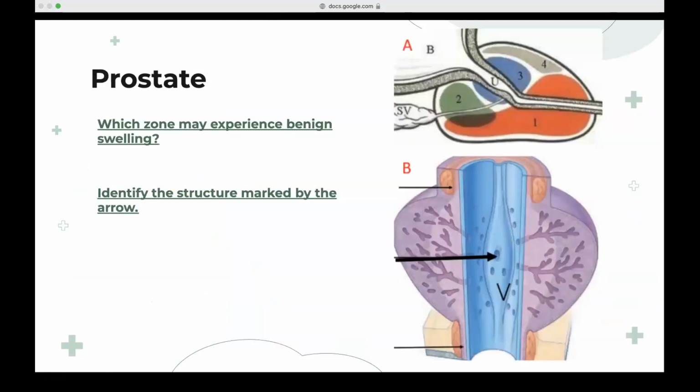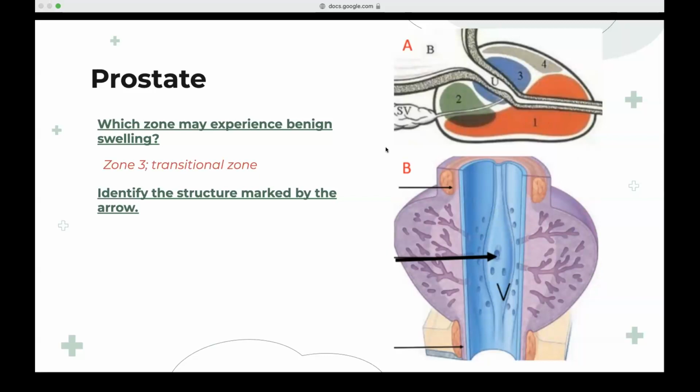Let's see. Okay, this is the last slide for me. Which zone may experience benign swelling in the prostate? The middle part, this posterior part. Which one? Which number? Does anyone say zone 2? No, it's not zone 2, and not 1. It's zone 3. Okay, zone 3, the transitional zone. This is the one that's more likely to swell.